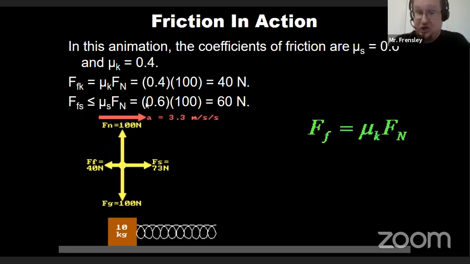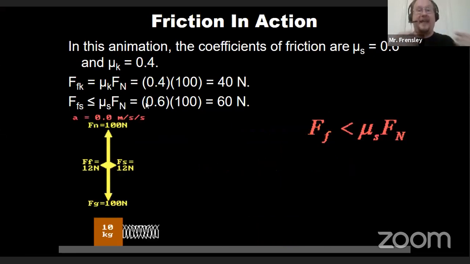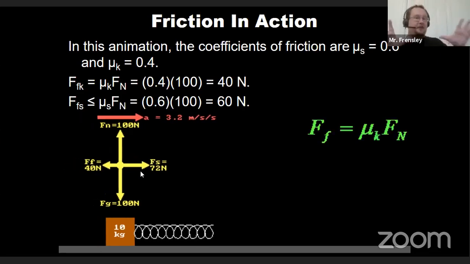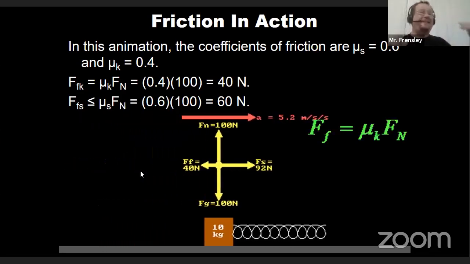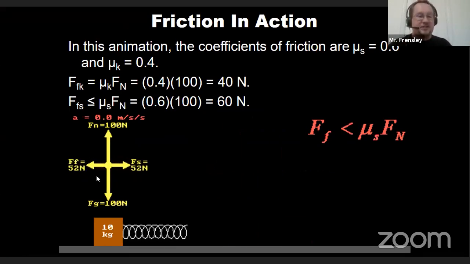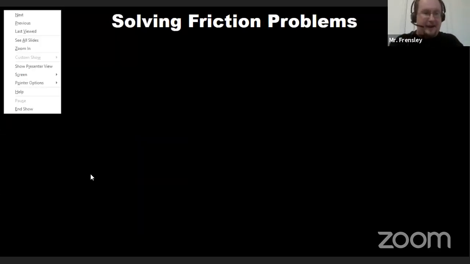Instead, static friction is going to be just enough to cancel out any applied force trying to get the object to slide. So watch what happens here. As the spring exerts more and more force, static friction is just going to be enough to balance the force. See, static friction is not all 60 newtons, but just enough to cancel the spring. Oh, whoops. Let me go back.